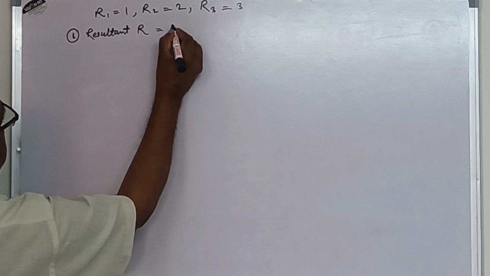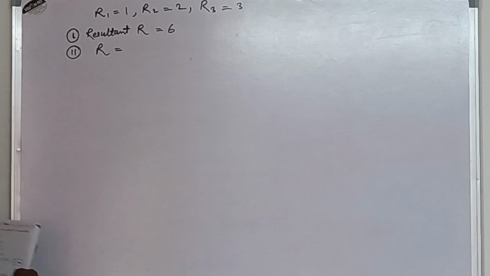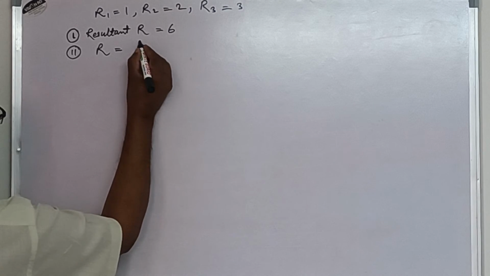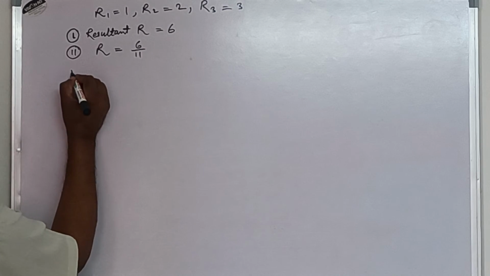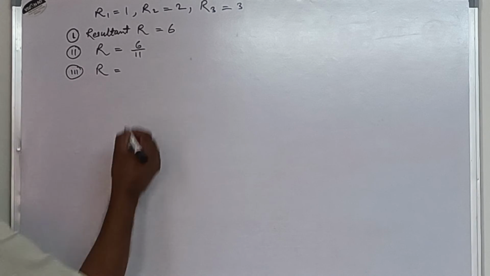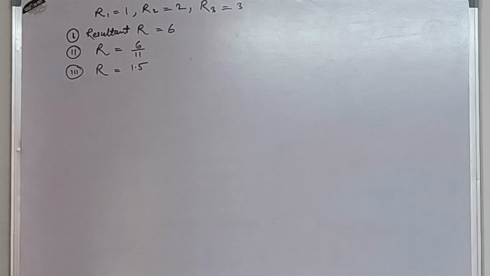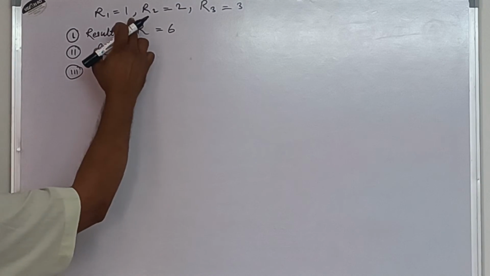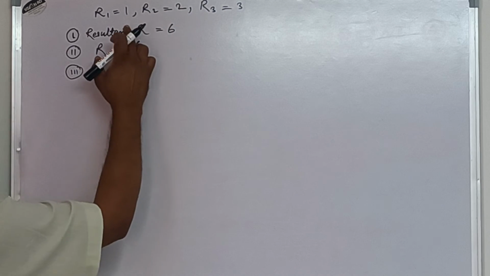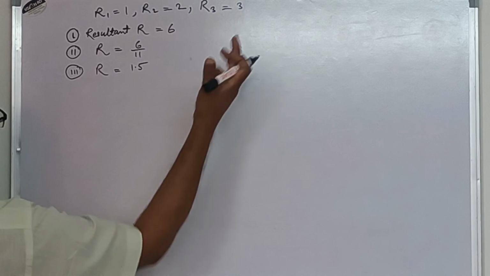R is equal to 6. Number 2, R is equal to 6 by 11. And number 3, R is equal to 1.5. So first of all, try to connect in series. Simple, 1, 2, 3. Connect in series, you will get 1 plus 2, 3 plus 3, 6 ohm.